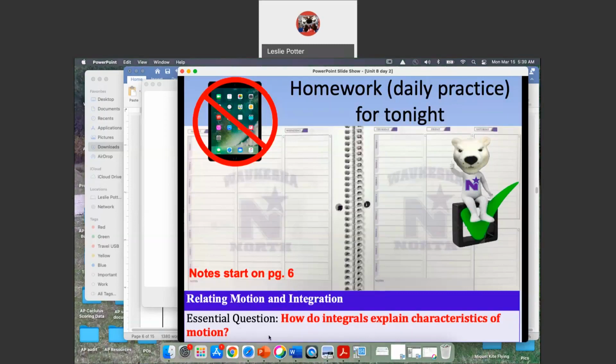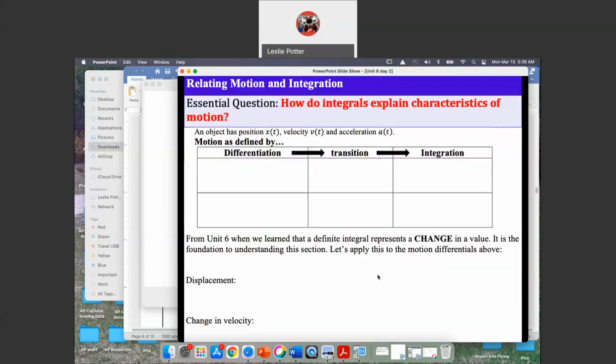So if you remember back to last semester when we related motion to differentiation, it was very vocabulary intensive, and today is going to be along those same lines. We're going to have a lot of vocabulary here that's going to guide our process. So let's frame it in this respect. We have an object, has position x of t, velocity v of t, and acceleration a of t. So those are the functions we're going to define as position, velocity, and acceleration.